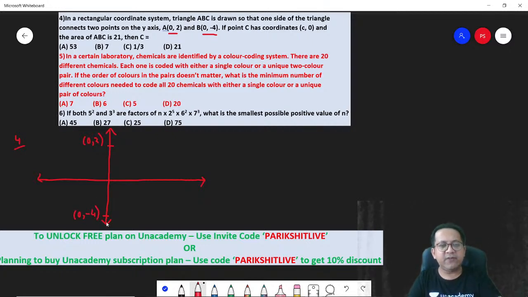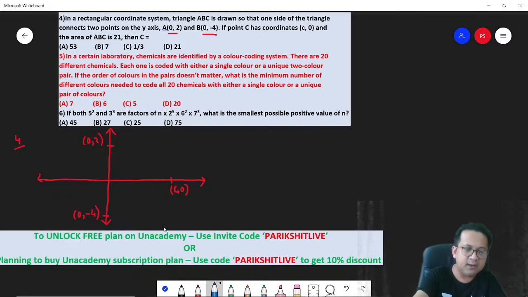Correct? If a point C has coordinates C, 0. So remember, let's say C is positive. So C, 0 will be somewhere out here. Okay. So let's form this triangle. Let's connect and form this triangle. Remember, to form a triangle, you need 3 non-collinear points. So if you can connect, this is a triangle. Correct?